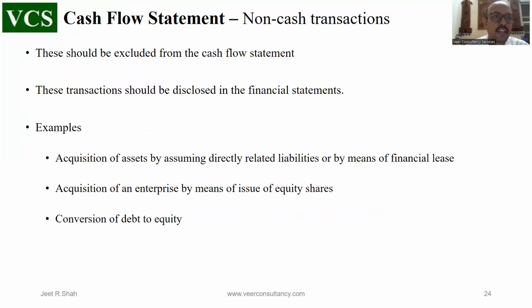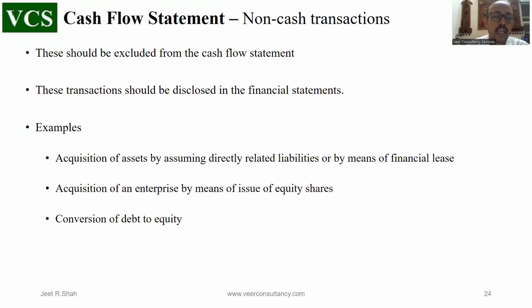Then what are non-cash transactions? These should be excluded from the cash flow statement. These transactions should be disclosed in the financial statements. For example, acquiring an asset by assuming a direct liability. मतलब somebody was having a land, उस पे एक लोन चला रहा, आपने क्या बोला भाई ये लैंड मैं ले रहा हूँ, I'll not pay you anything, instead I'll pay the home loan. So when you directly assume an asset with the liability, it will not be shown in the cash flow statement.